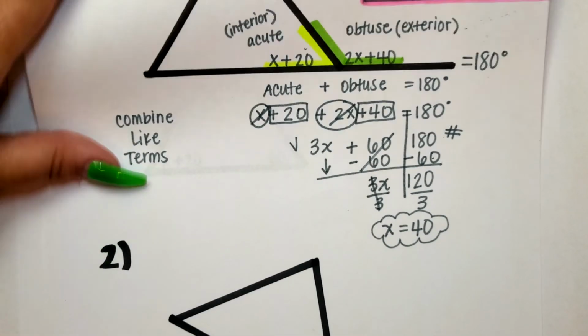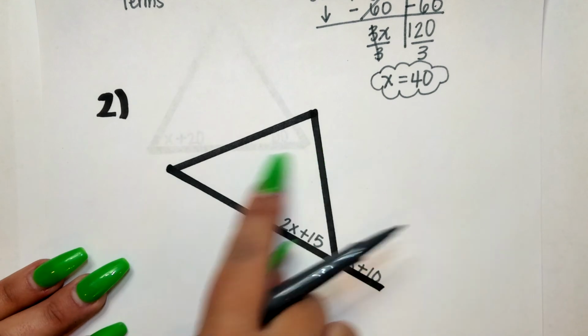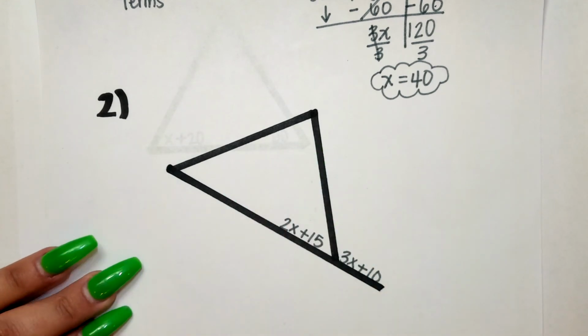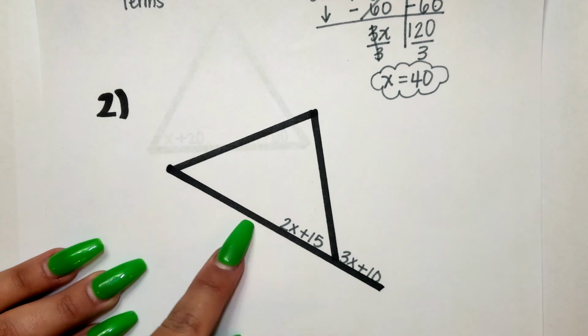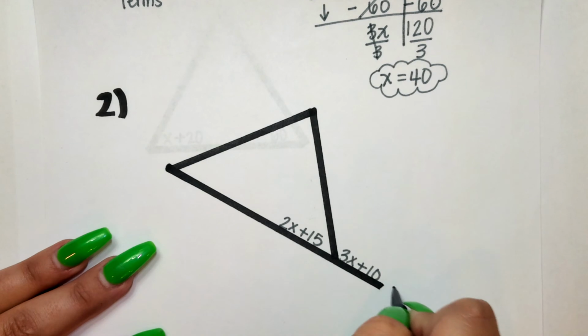So let's move to number 2. So I made this one turned a little bit different. It won't always look just like the first one. So again, I have a triangle with an extended line. So I know that that equals 180 degrees.